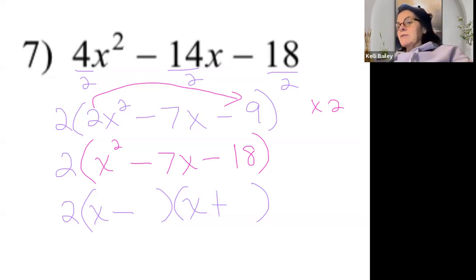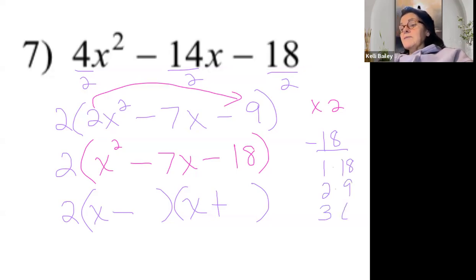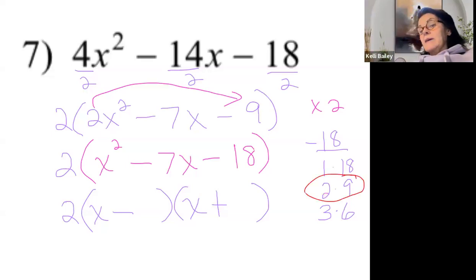And now I'm going to come over here and factor 18. So, and it's a minus 18. So my factor pair has to subtract to be 7. So 1 times 18, 2 times 9, 3 times 6. So if I subtract, 18 minus 1 does not give me 7. 9 minus 2, what gives me 7? So that is my winning combo. And I'm going to put the big number first.